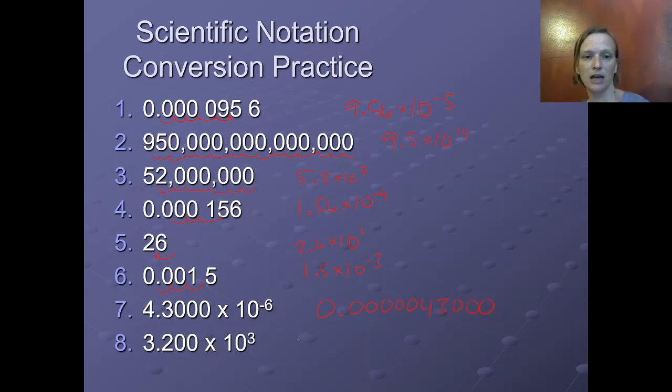And lastly, 3.200 times 10 to the third. I'm going to move the decimal point 1, 2, 3 times. So I'm going to end up with 3,200. And I do include the decimal point there because those zeros are significant. They were shown here, so I'm going to keep them there. We do have 4 sig figs here. All right, so that's going to and from scientific notation.